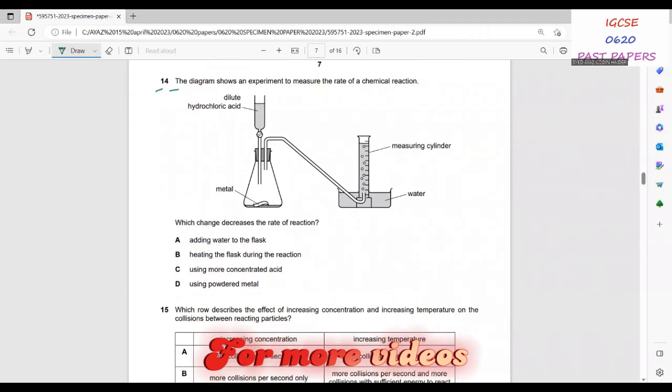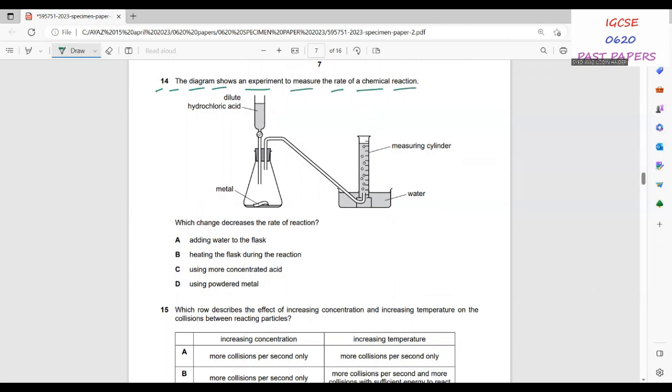Number 14. The diagram shows an experiment to measure the rate of a chemical reaction. Here's a metal, and dilute hydrochloric acid is added from the top of this funnel, and any gas produced will be collected in the measuring cylinder. This is a water trough. Which change decreases the rate of reaction? Remember, the rate of reaction decreases with lower concentration, lower temperature, or particles having low energy.